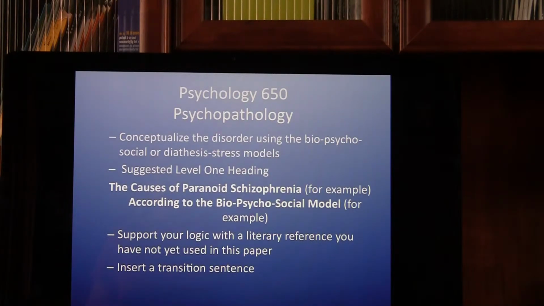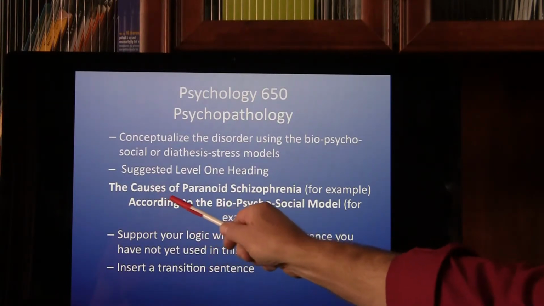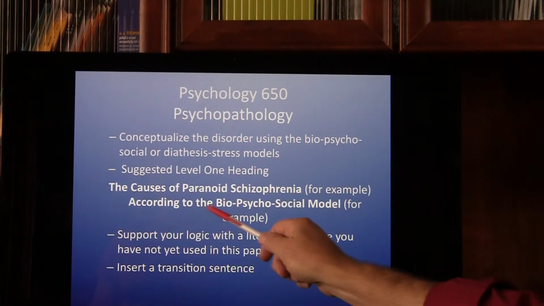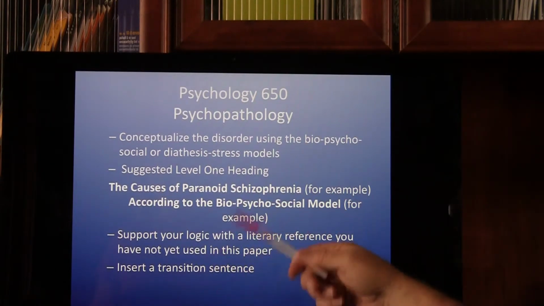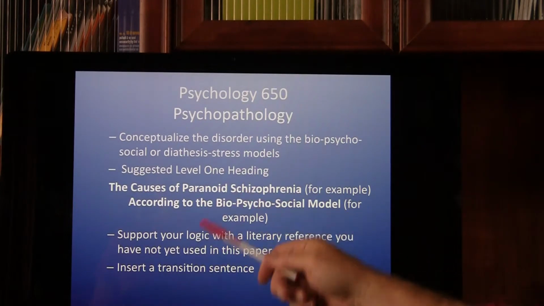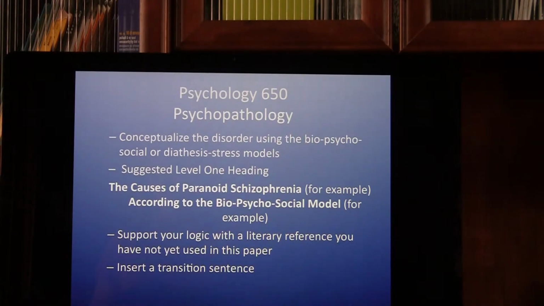And the next objective asks you to conceptualize the disorder using the biopsychosocial or distress model. Here's how I would present that particular level 1 heading. The causes of paranoid schizophrenia, for example, according to the biopsychosocial model. So I could also put the causes of dissociative identity disorder according to the distress model. So again, depending on which particular disorder you decide to discuss in your paper. And as always, support your logic with a literary reference, and in this case, make sure you use a literary reference that you have not already used in your paper.